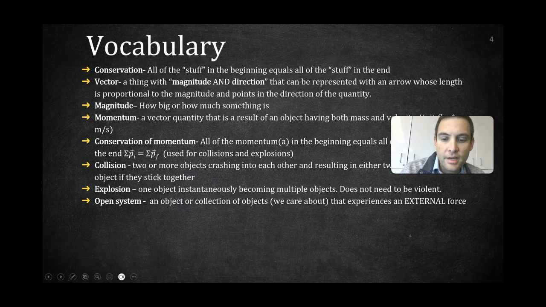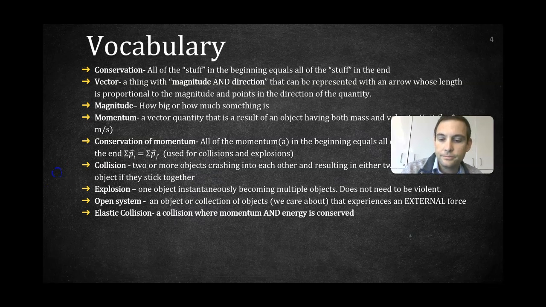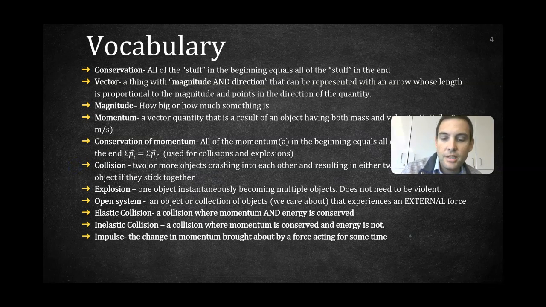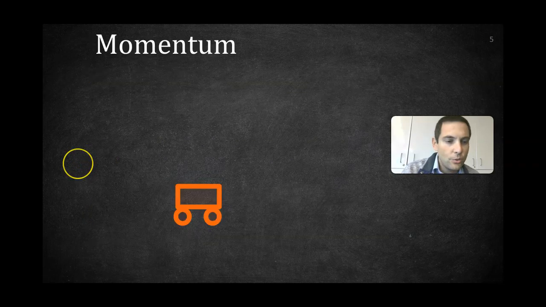An open system is an object or collection of objects that we care about that experiences an external force. An elastic collision is a collision where momentum and energy are conserved. An inelastic collision, a collision where momentum is conserved and energy is not. Impulse, the change in momentum brought about by a force acting for some time. So what is momentum?